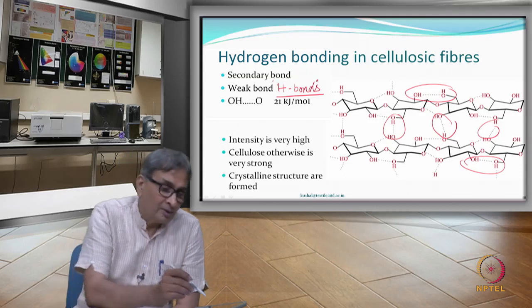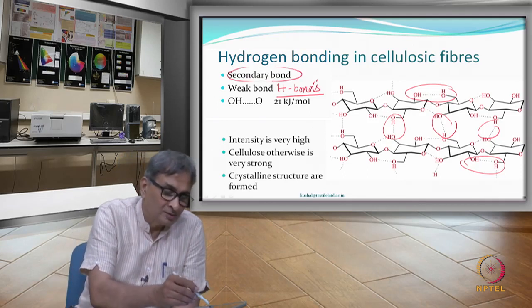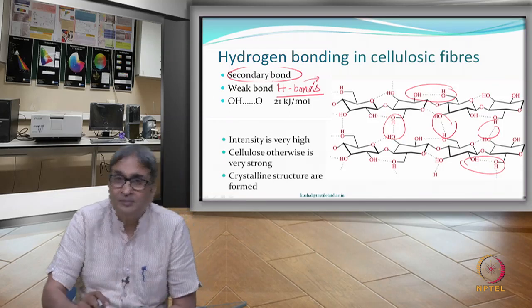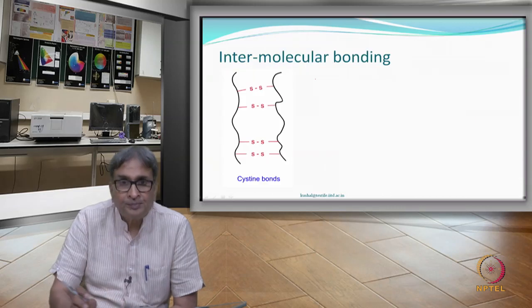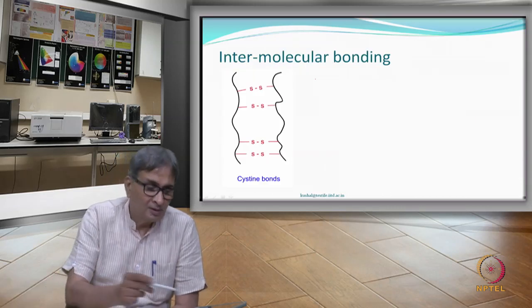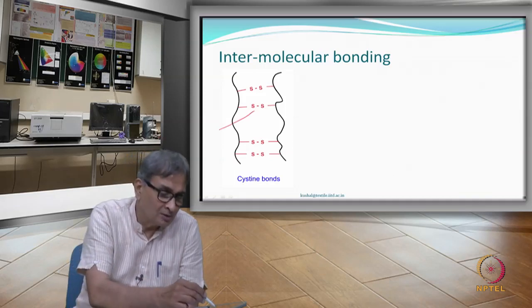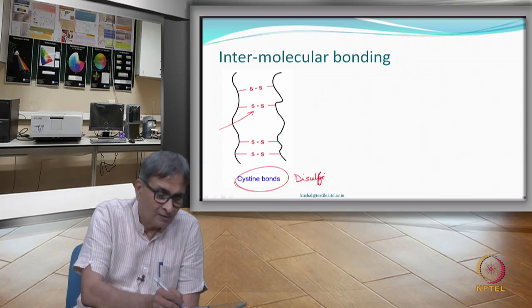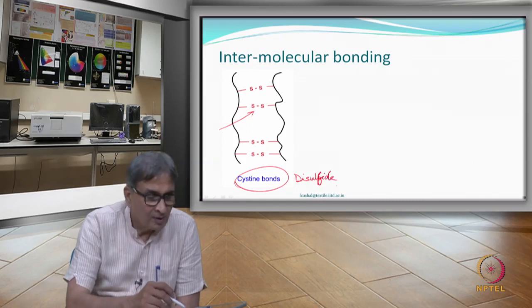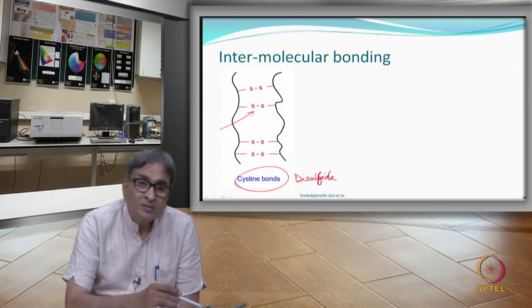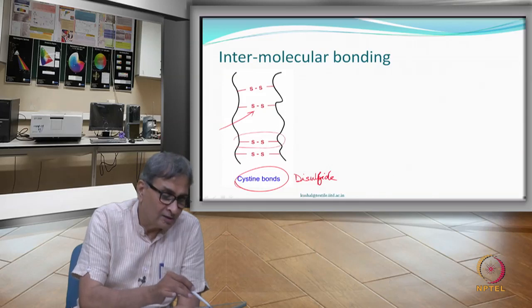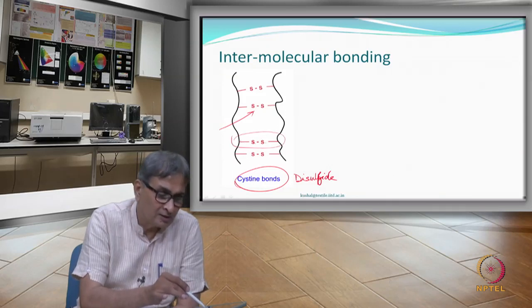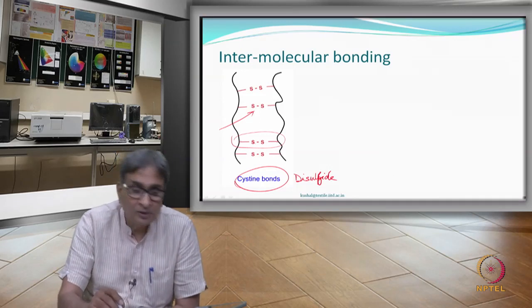But we must remember these are secondary bonds and they are weak bonds. You see this structure which has some bonds, called cysteine disulfide bonds. Now, these bonds are covalently linked, carbon to sulfur to sulfur to carbon; they are covalently linked. So, they are covalent bonds.